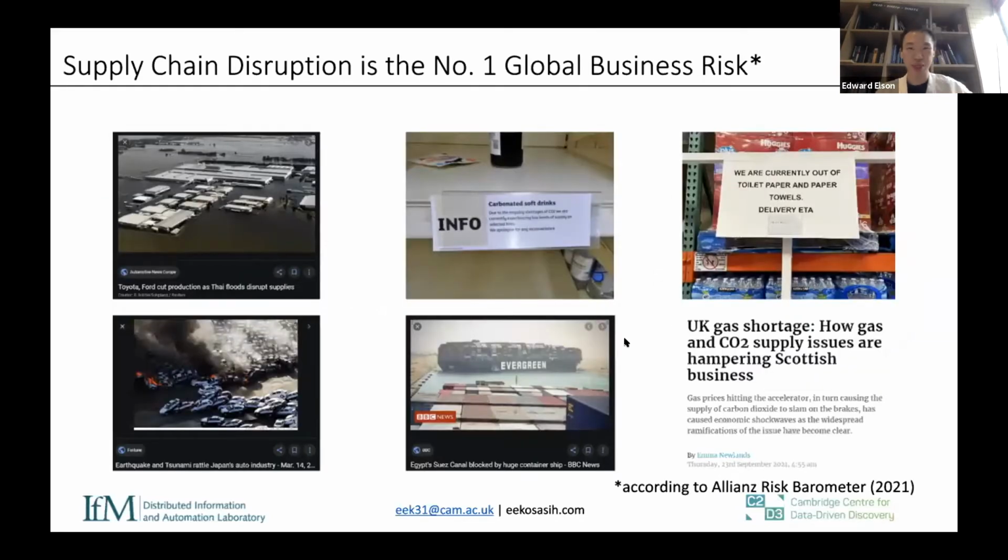Now, a bit about the background behind this research. Allianz, one of the biggest insurance companies, releases a risk barometer report every year. For the past decade or so, contingent business interruptions, including supply chain, has been one of the top global business risks. It's always been number 1, 2, or 3, but this year and last year, it has risen back again to the top global business risk.